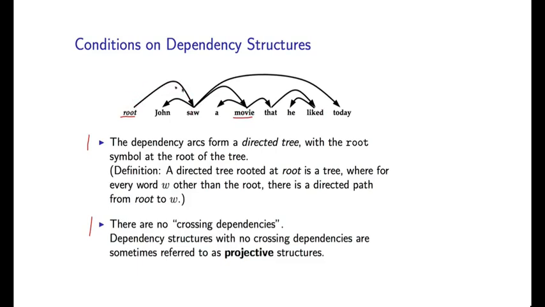And this structure, in addition, forms a tree, which means, for example, there are no cycles in these paths. We have no cycles like this.